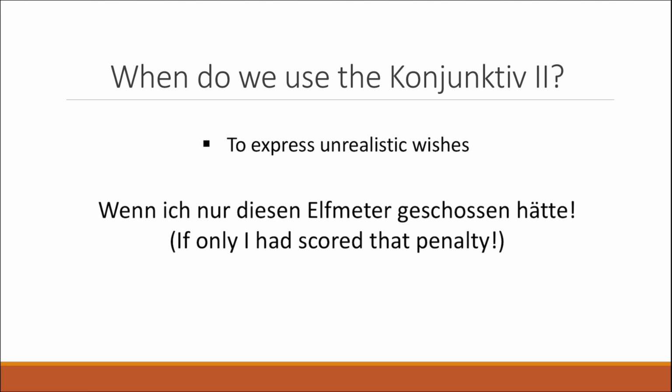And let's consider this example. Wenn ich nur diesen Elfmeter geschossen hätte, if only I had scored that penalty. This sentence clearly expresses an unrealistic wish. I didn't score the penalty, and I'm expressing the unrealistic wish of having scored that penalty. So I'm thinking, if only I had scored that penalty. And this is why we're using Konjunktiv II. In this case, you can see that had scored or geschossen hätte is the Konjunktiv II of the verb schießen, which means to score in this case.